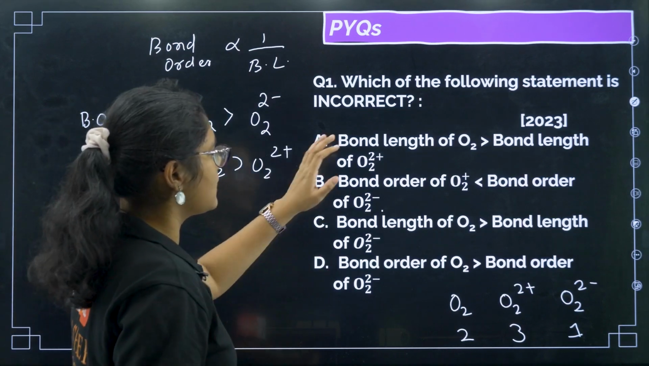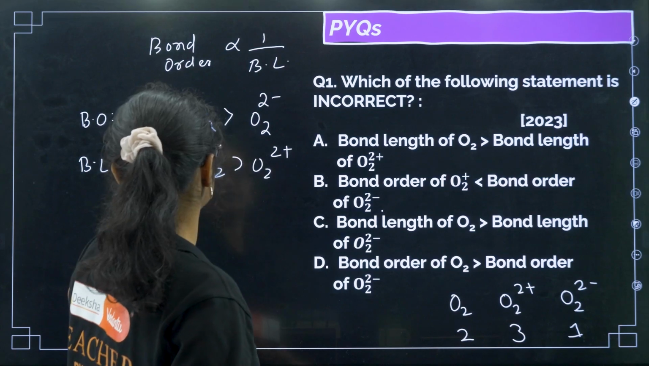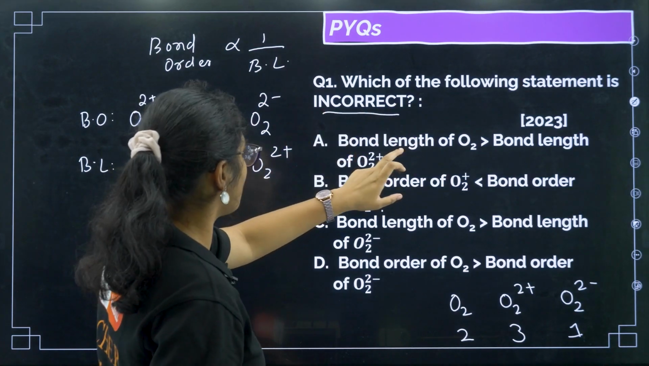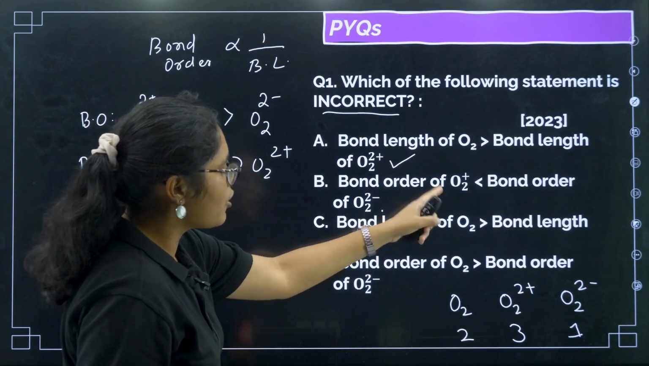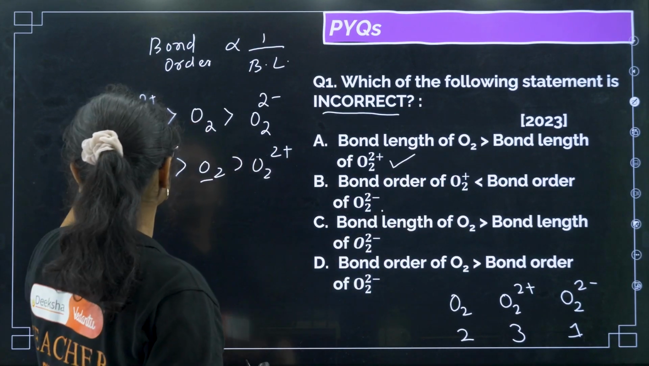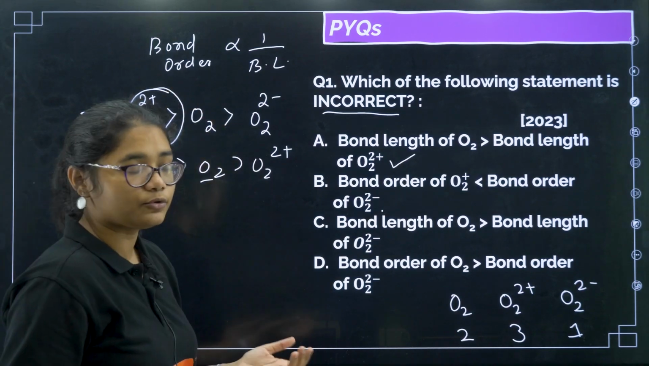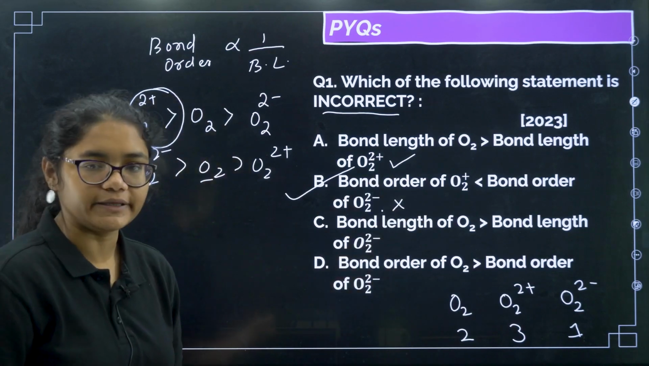Now the first statement: the bond length of O2 is greater than the bond length of O2 2 plus. You have to find the incorrect one. Yes, this is correct. Next, the bond order of O2 plus is less than the bond order of O2 2 minus. No, this is wrong, right. So the correct answer is option number B.